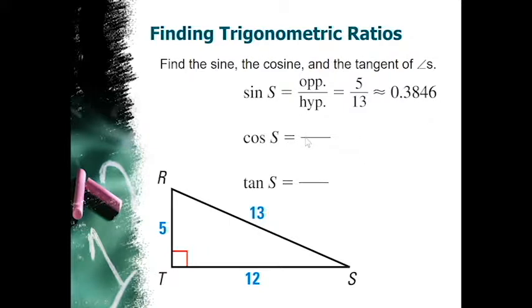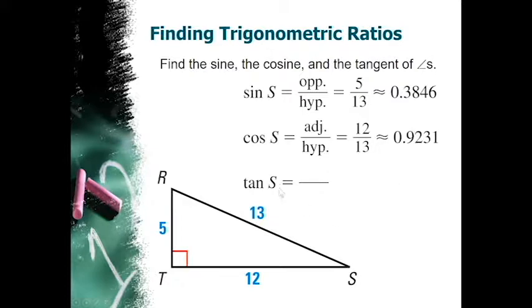So moving on to the cosine of S, we're looking for cosine to be adjacent over hypotenuse. So we're down here on the S angle again. The adjacent leg would be our 12. The hypotenuse is 13. So our fraction would be 12 over 13. It does not reduce, so that's our fraction we would go with. And then we would divide that out to get the decimal for that ratio, which is 0.9231.